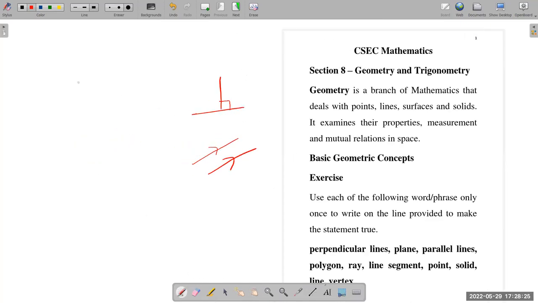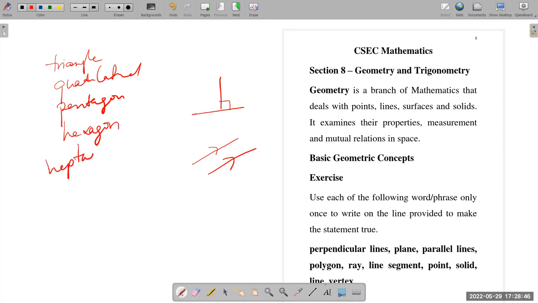So the smallest polygon is a triangle. So it has three angles, three sides. Then after a triangle is a quadrilateral. Then we have a pentagon, hexagon, heptagon, and this has two names. The next one is septagon. 8 is octagon. 9 nonagon. 10 decagon.